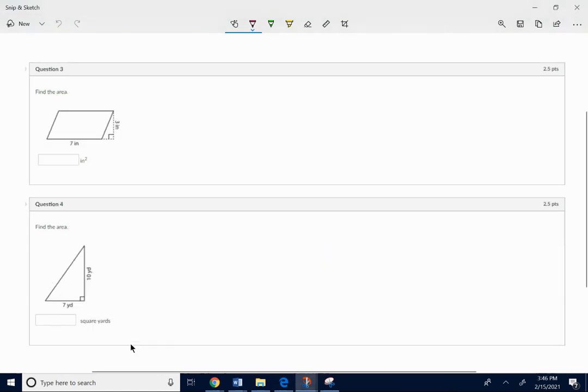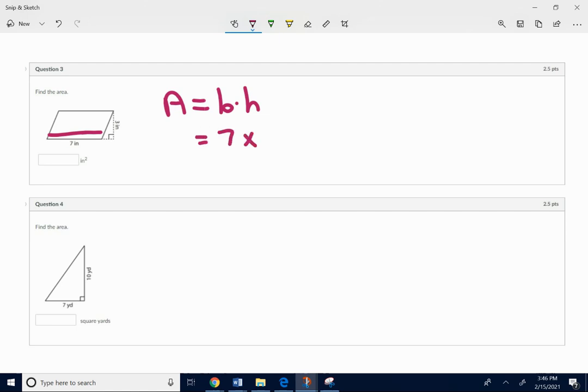Okay, number 3, area of a parallelogram. The area of a parallelogram is base times height. The base is the bottom, which is 7. The height is how high it is. It's 3 inches high. Notice the right angle there. So we need to take 7 times 3. That's 21 inches squared.